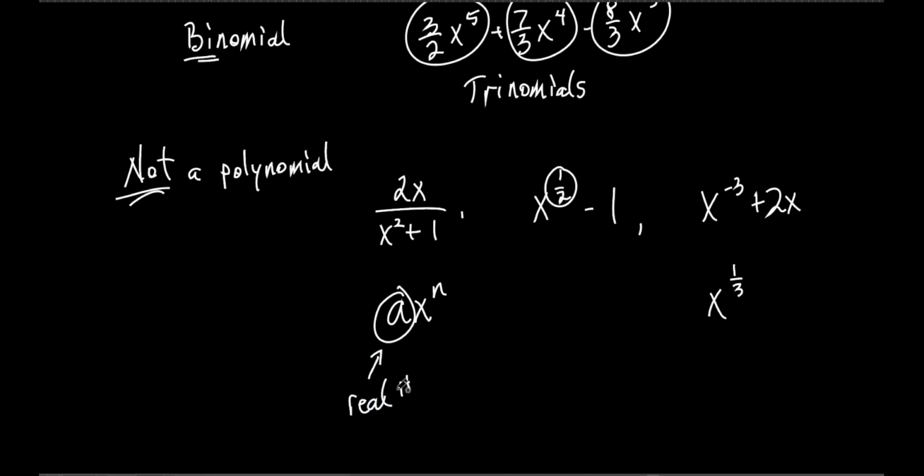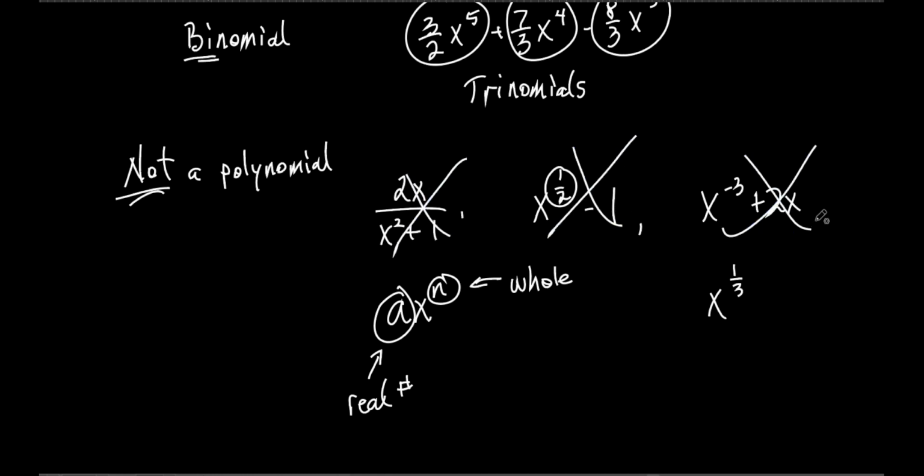A real number. And the exponent has to be, what did I say? It's got to be what kind of a number? A whole number. So it has to be 0, 1, 2, 3, 4, 5, 6. Can't be a decimal, can't be a negative, all right? So these are not polynomials because of those reasons. Everybody got it? Okay, let's move on.